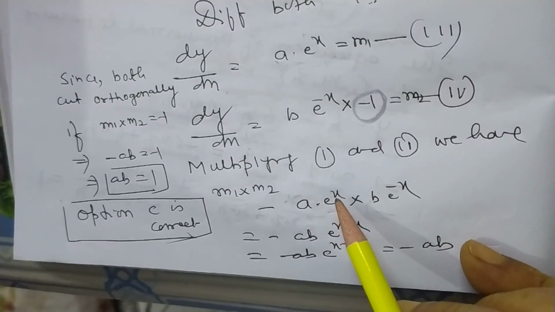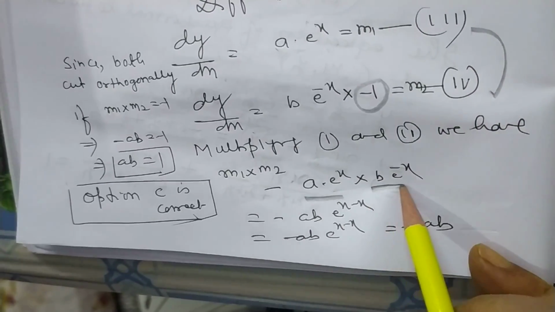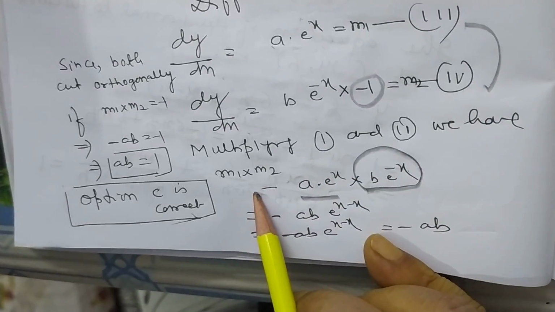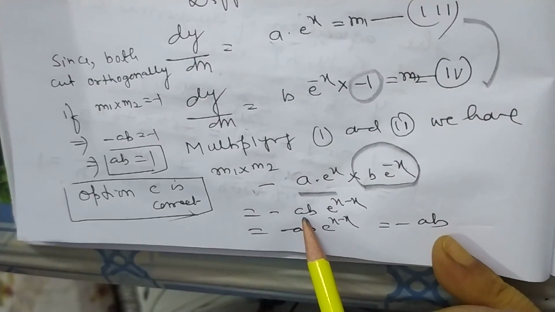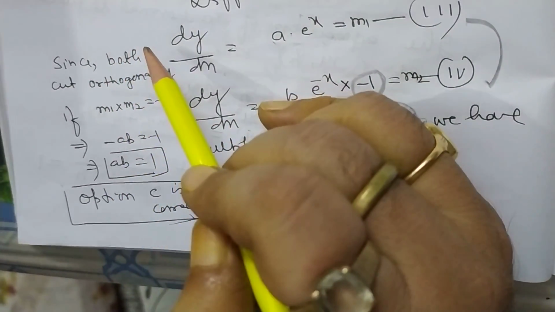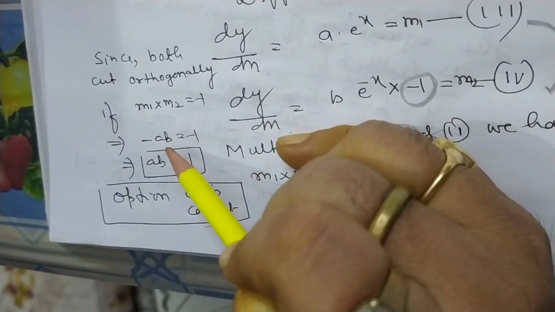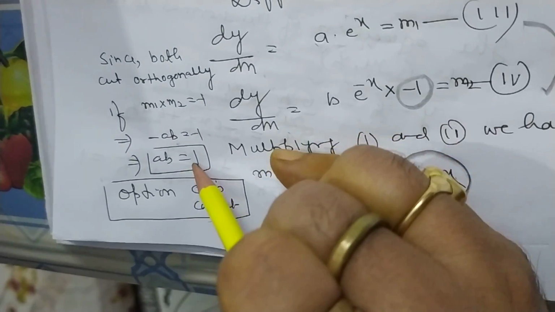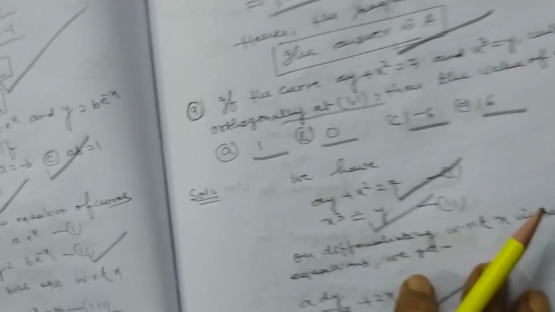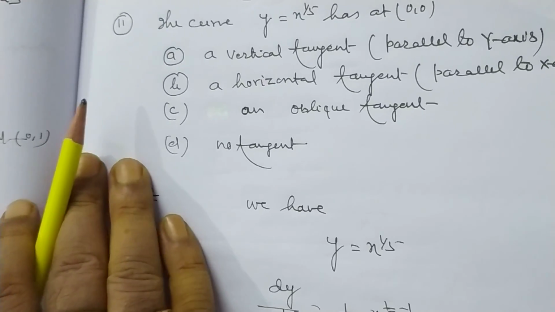By multiplying third and fourth, we have a into e to the power x plus b into e to the power minus x with negative sign. And after multiplying and simplifying, we have minus ab. Since both cut orthogonally, m1 into m2 is equal to minus 1. So minus ab is equal to minus 1. So ab is equal to 1. So option C is correct. So my dear student, now I want to discuss problem number 11.